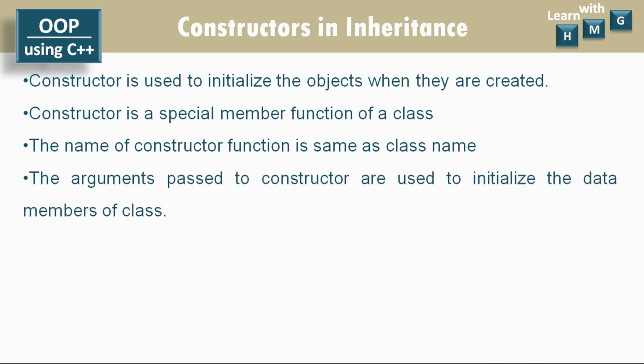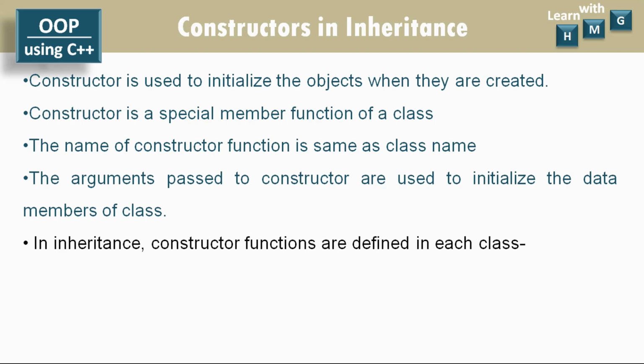The arguments passed to a constructor are used to initialize the data members of the class. Generally, whatever arguments we pass to the constructor function, we use these arguments to assign values or to initialize the data members of that class.